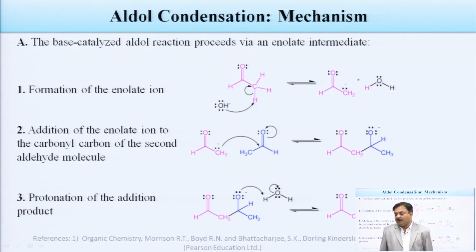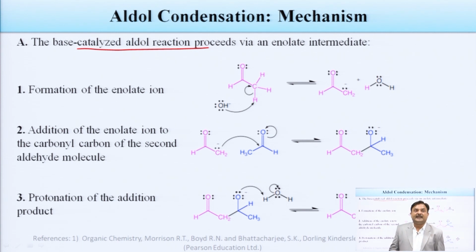Okay. So, actually two types of mechanisms are there for the aldol condensation reaction. The first is the base catalyzed aldol condensation reaction. This particular mechanism proceeds via an enolate intermediate. So, how does it happen? You can see three steps are there.